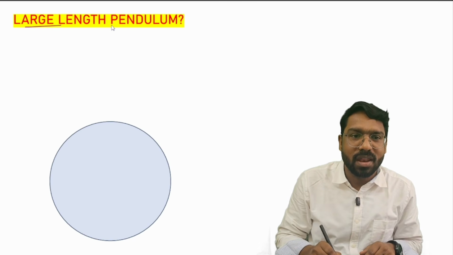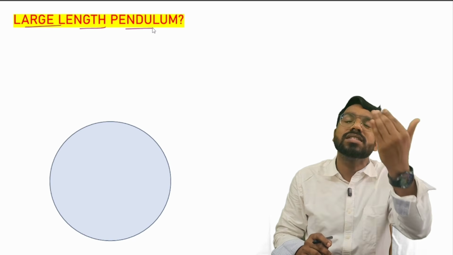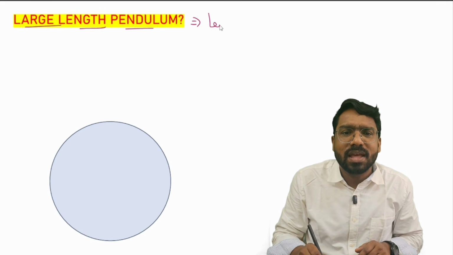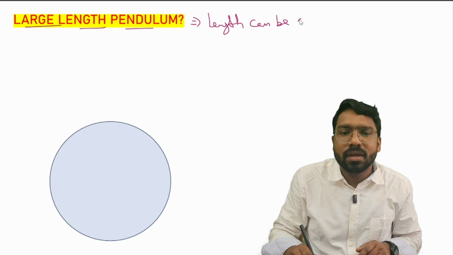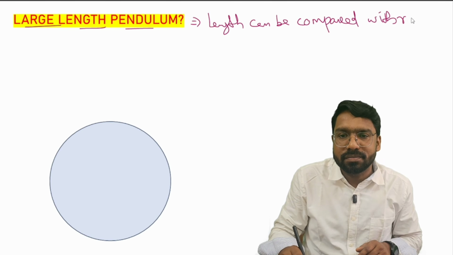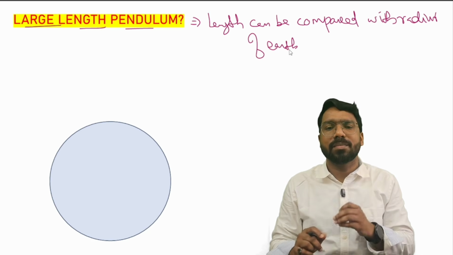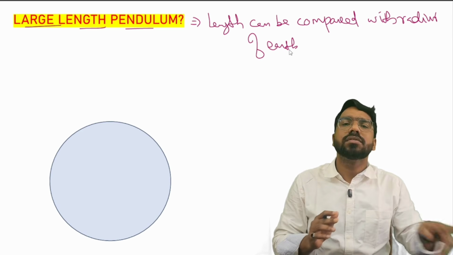After discussing the concept of the large length pendulum, a large length pendulum means its length can be compared with the radius of Earth. Whose time period will be what? That we are going to derive.